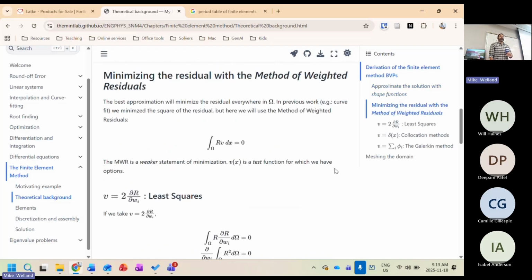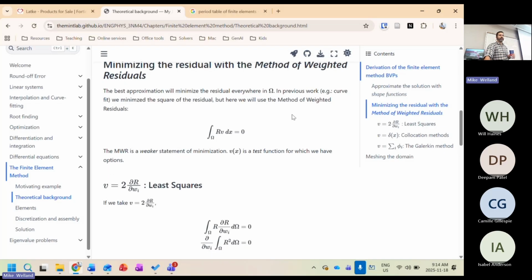Looking at minimizing the residual with the MWR method. We want to minimize the residual everywhere. We're not going to do that. Instead, what we're going to settle for is minimizing the integrated residual squared everywhere, as far as we can get. Which kind of amounts to curve fitting, to be entirely honest.